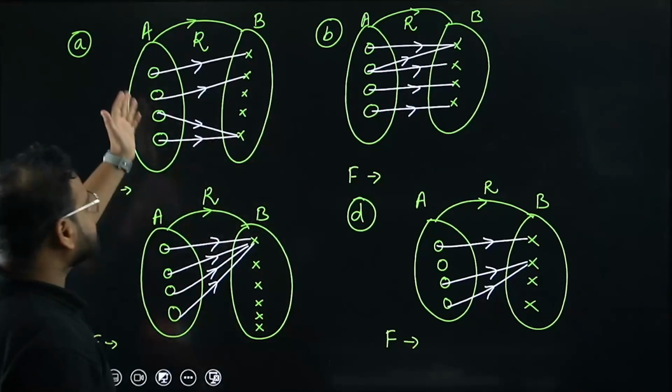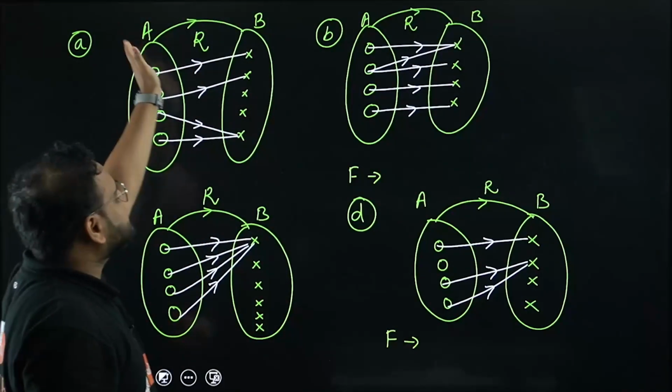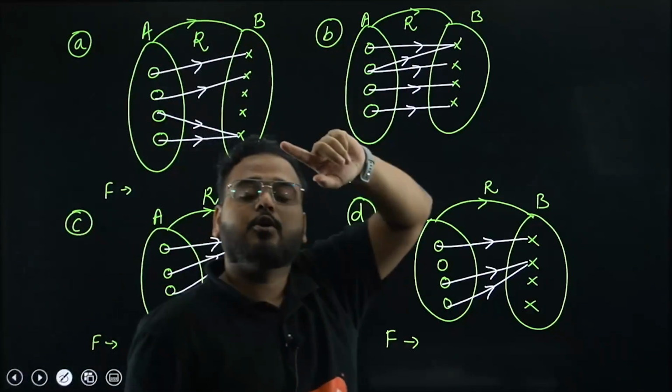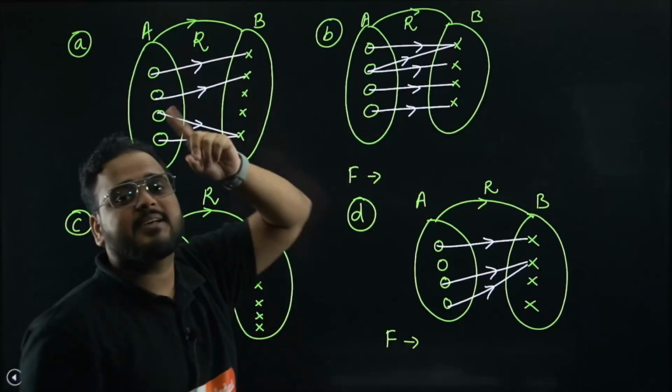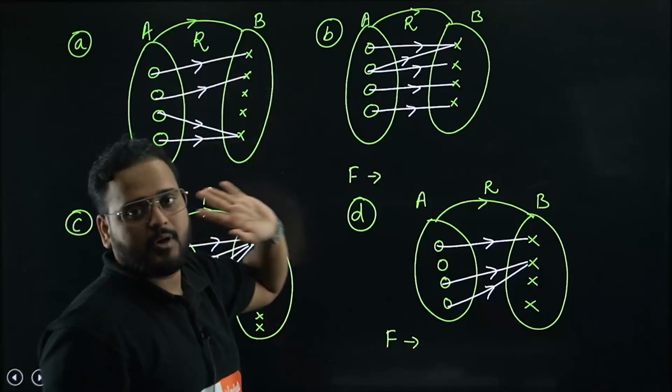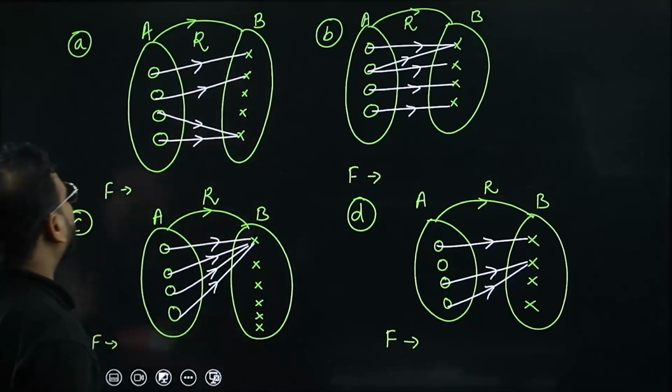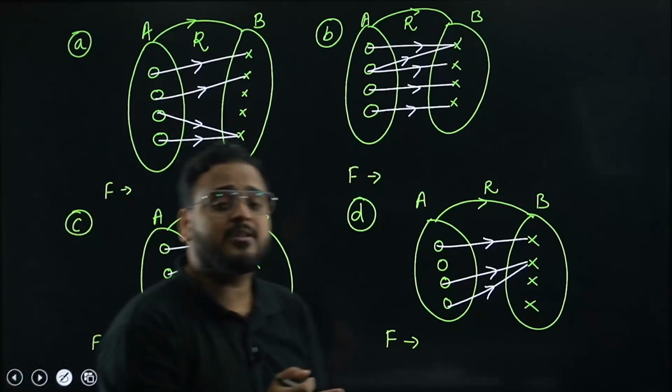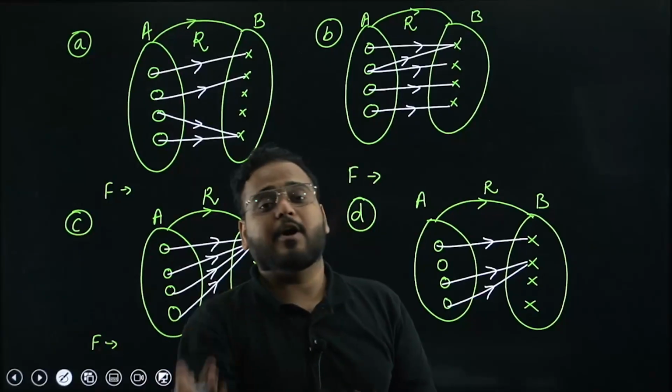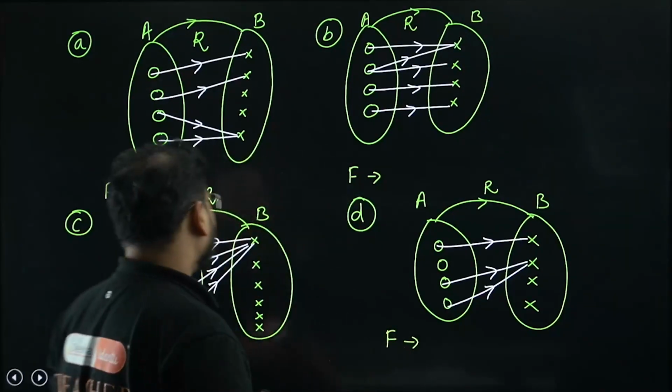So of course, a relation R is defined from set A to B. Domain is set A, and codomain is set B. We will not worry about range over here. We'll worry about whether the given relation is a function or not. Have a look.